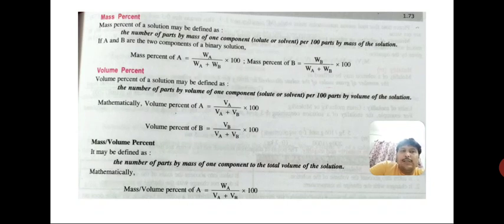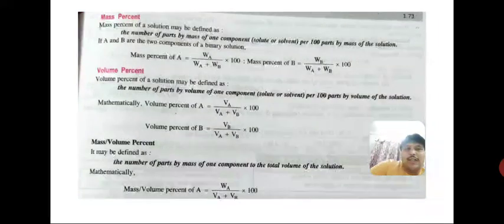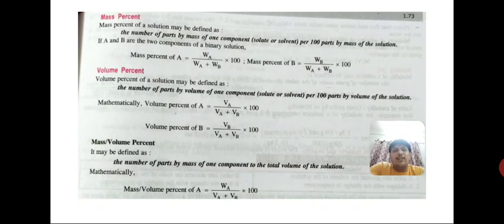Similarly, if you find the mass percentage of the second component, that is the solvent, it is mass of solvent upon mass of solution into 100. Similarly, in terms of volume, where both the solute and solvent are in volume, that is in ml, we use the second one. And mass by volume means one component, especially the solute, is in mass and the solution is in volume. So it is very simple, percentage means we express in terms of 100. I hope you understood this topic.